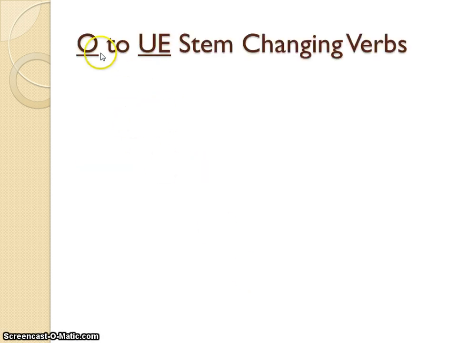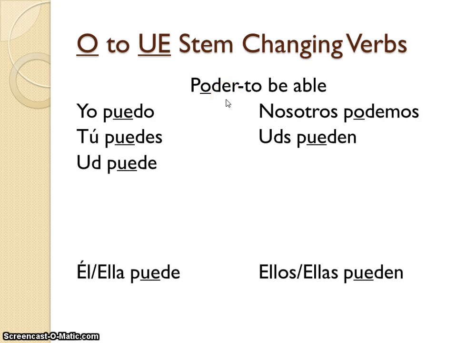Okay, now let's look at O to UE stem changing verbs. So our example is poder, to be able. Guys, this is an important verb that we use a lot. You heard of the I can statements, yo puedo. That means I am able or I can. It's a stem changing verb. We change the O to a UE. So let's look at its forms.